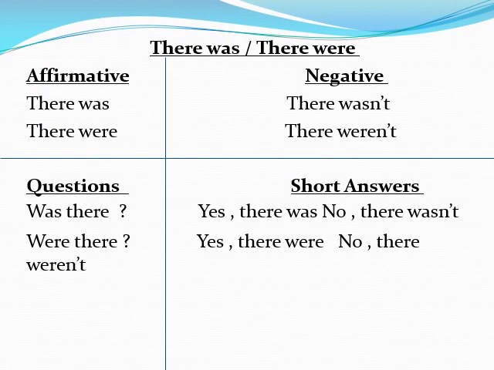Now, let's move to the other subject, that is how to use there was and there were. We have two forms of there. The affirmative and the negative. Affirmative, as I told you, means al-ithbat. For example, there was, there were. The negative form is there wasn't, there weren't.